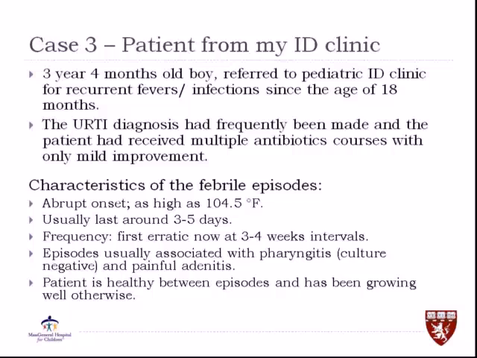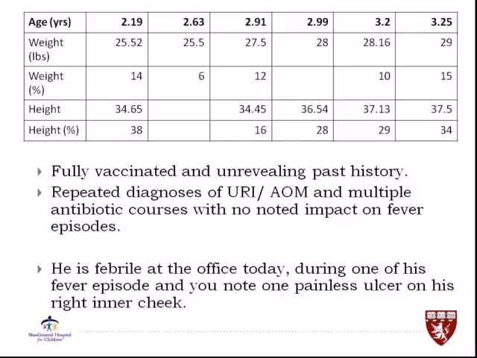Otherwise healthy between episodes, growing well. By the time I saw him, you could see he's not a gigantic guy, but he was following his curve. 14% when he was 2. When he was 3, it was around 15%. His height was 38% at 2, and then 34 when I saw him again. So the kid was fully vaccinated. His past history was totally unrevealing. And again, other than those repetitive infections and diagnosis of AOMs and URIs and antibiotics, nothing else I could elicit.